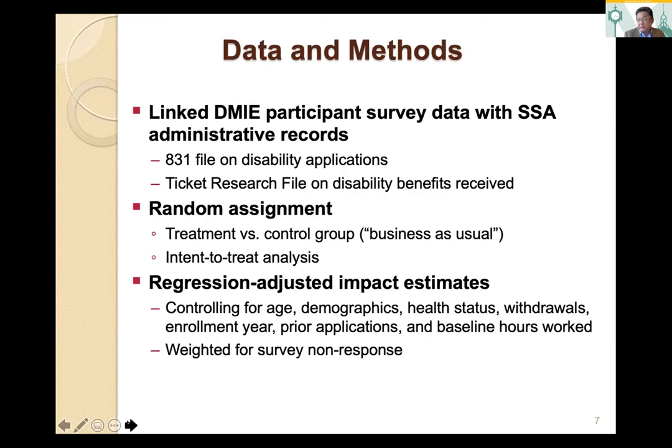Just very briefly in terms of methods, the study was conducted using SSA administrative records, and that was linked to DMIE participant survey data in the two states, Minnesota and Texas. This involved using the ticket research file on disability benefits that were received, as well as the 831 file, which is a separate record of all disability applications.